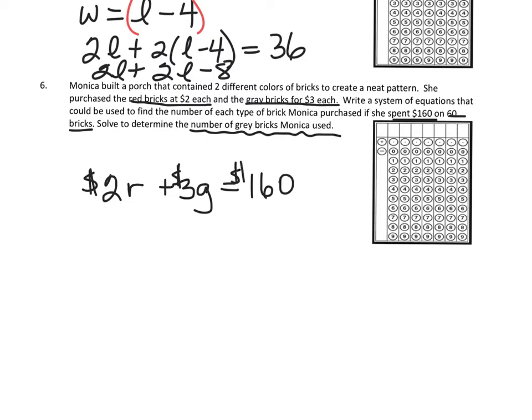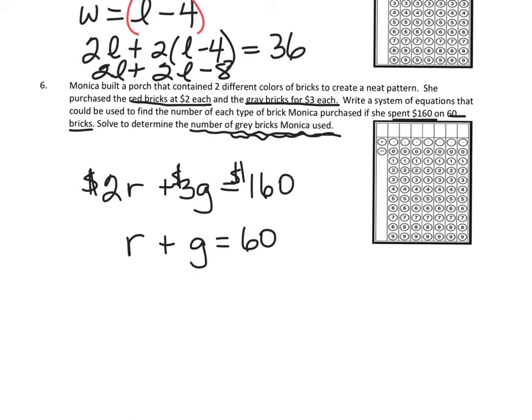So all 3 monies are going to go in the same equation, just like it said on the first slide. And then our total number of red and gray bricks is 60. It's our total number, so we just add them together. All right, so here I'm going to use substitution again. I want to solve one of my variables for the other, and I want to solve so I still have the gray. So let's solve for the R.